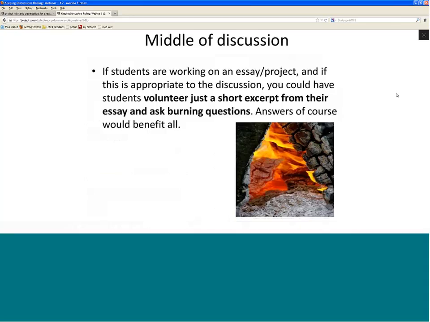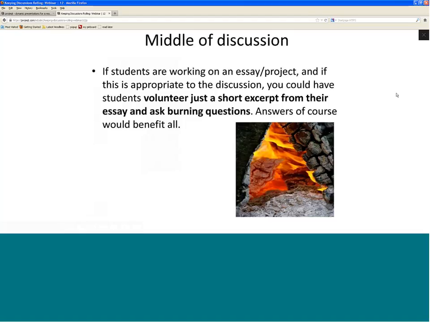Another approach here, and I've done this because, if you're teaching writing online, generally the students are constantly working on some essay. Either they're in the brainstorming stages or the outlining stages of the draft or something. Other classes may have maybe not essays, but projects, labs, etc. And so only if this is appropriate to the discussion, you could have students volunteer an excerpt from their work and ask a burning question, and then keep that as a little reference board for the students.